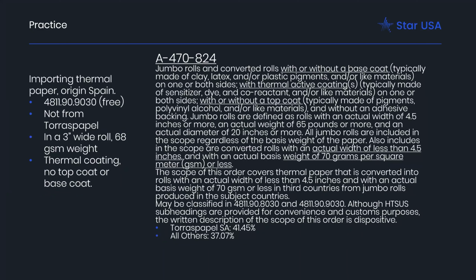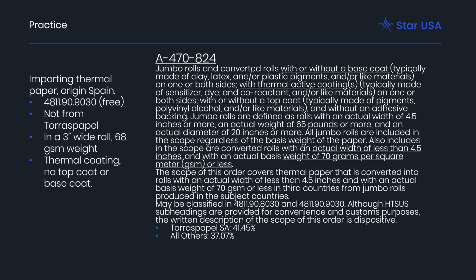Then it goes into jumbo rolls. Jumbo rolls are 4.5 inches or more in width. Unfortunately, ours is only 3 inches. But if you keep reading, converted rolls have a width less than 4.5 inches. Ours is 3 inches. And it does specify a GSM weight. So far, ours is in scope. And you can also see that if you have a jumbo roll and you bring it into another country and cut it down, it's still subject to anti-dumping.